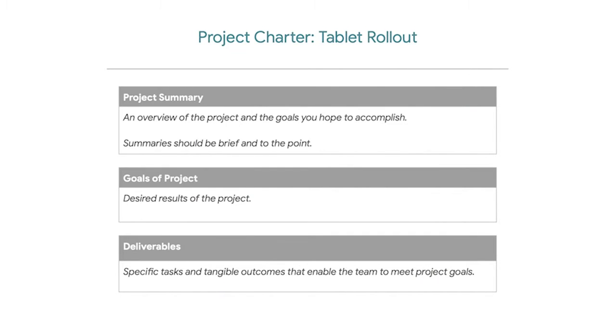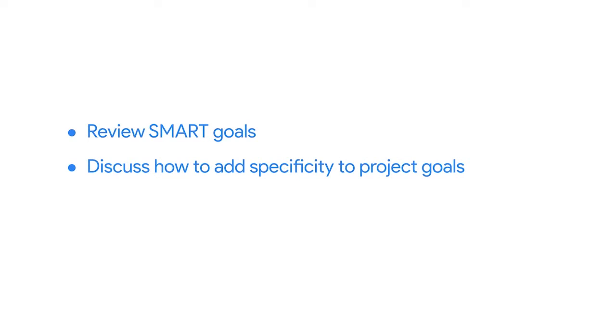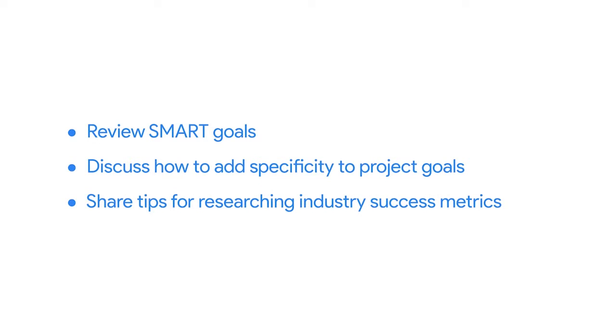By now, you've drafted the project summary, goals, and deliverables in the project charter. And you've identified details in the project charter where stakeholders need to be in alignment. In this video, I'll review SMART goals and discuss how to add specificity to your project goals. I'll also share some tips for researching industry success metrics, which are helpful in adding specificity to your goals and deliverables. Being able to write specific, measurable goals is an important part of project management and a great way to demonstrate your project management skills to potential employers.